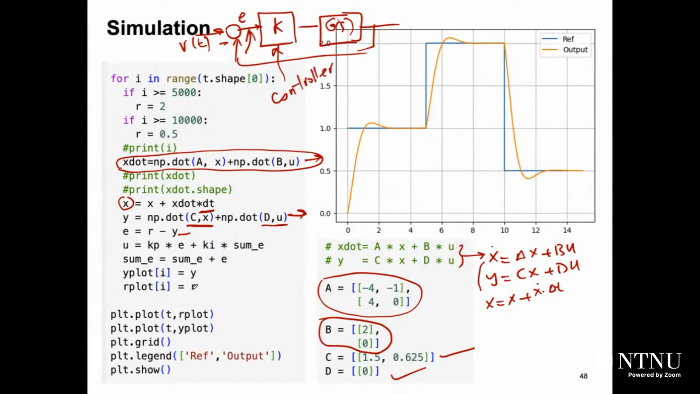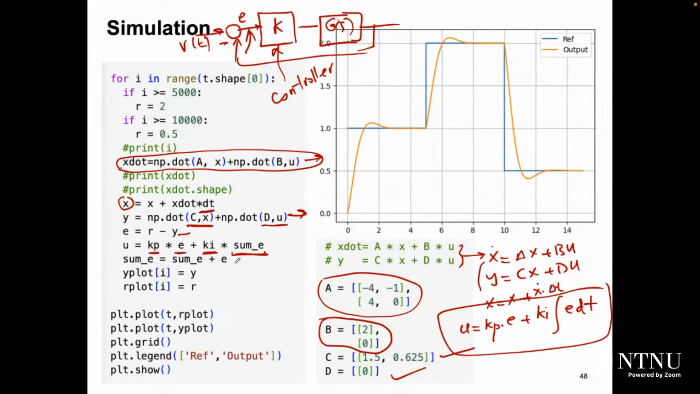In this example here, I selected a PI controller. And the PI controller, in fact, U equal KP multiplied by error plus KI multiplied by integration of error. This is the equation of the PI controller. It's very simple. So if you want to simulate it, you can directly write U equal KP multiplied by error plus KI multiplied by integration of error. I call it sum of E, integration of error. And I need to write one more line here to integrate error. So sum of E will be sum of E plus E.